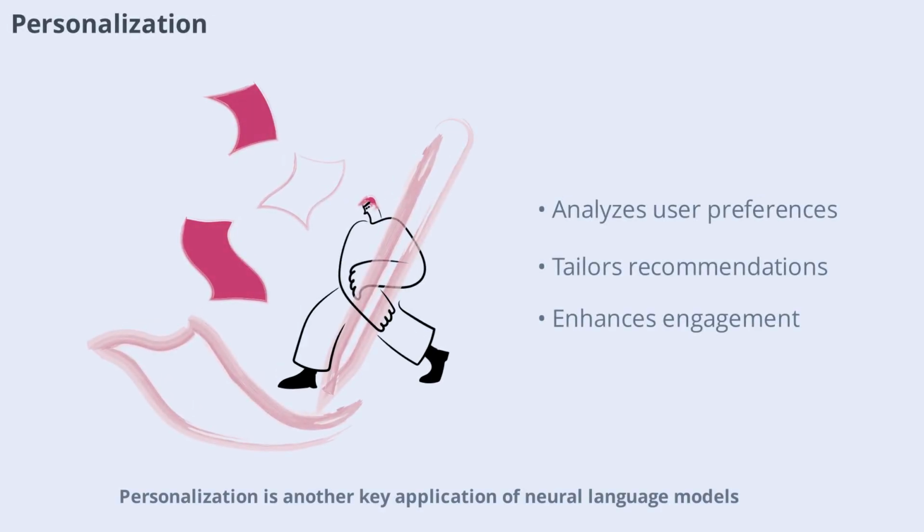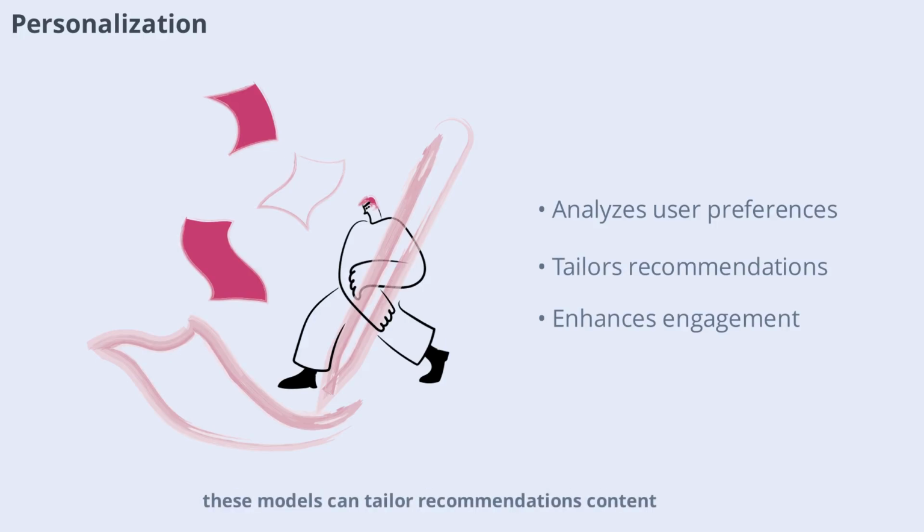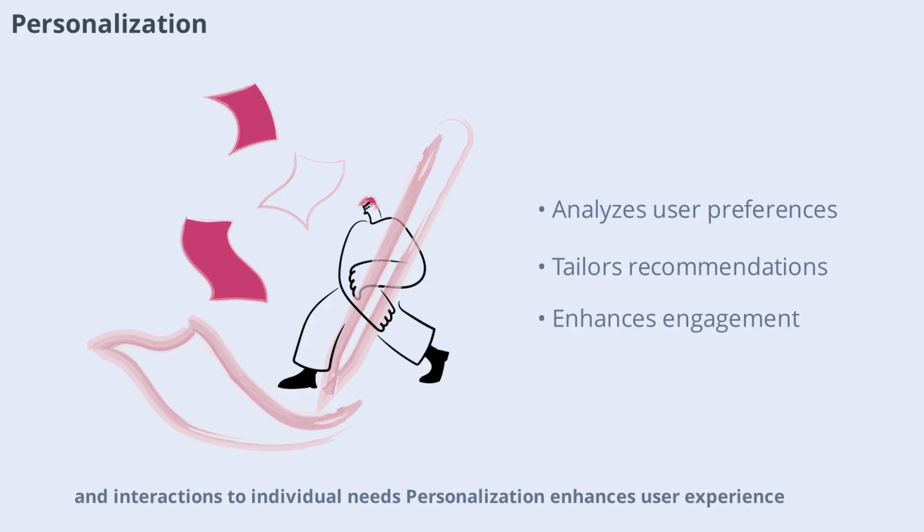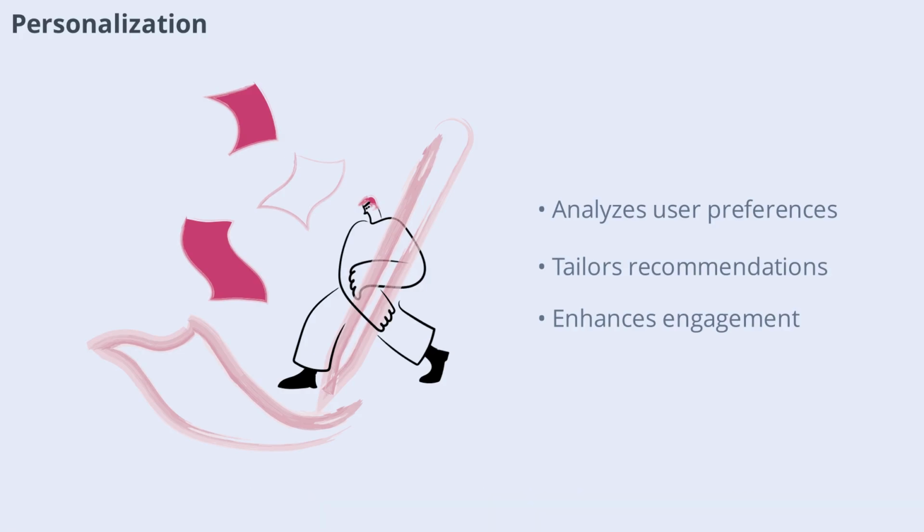Personalization is another key application of neural language models. By analyzing user preferences and behavior, these models can tailor recommendations, content, and interactions to individual needs. Personalization enhances user experience and engagement across digital platforms.